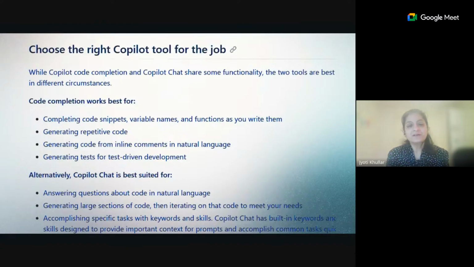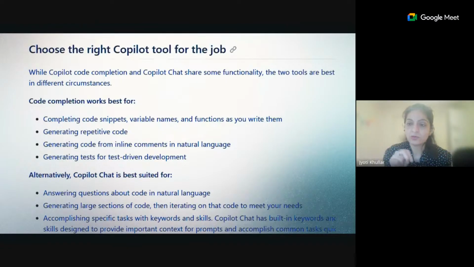But here you do not really need to go into the technical details of this. Let me give you the right direction. If I say, while Copilot code completion and Copilot chat share some functionality, we are talking about two things here. Just replace them with X and Y: while X and Y share some functionality, the two tools are best in different circumstances.